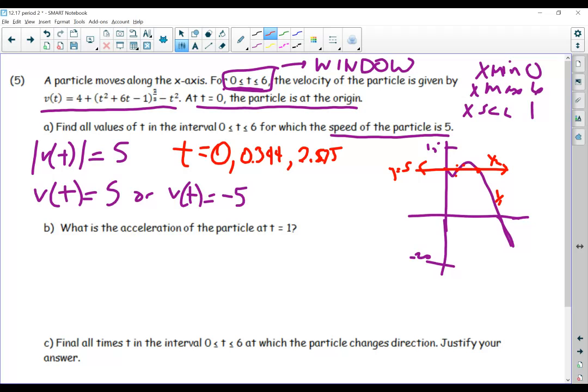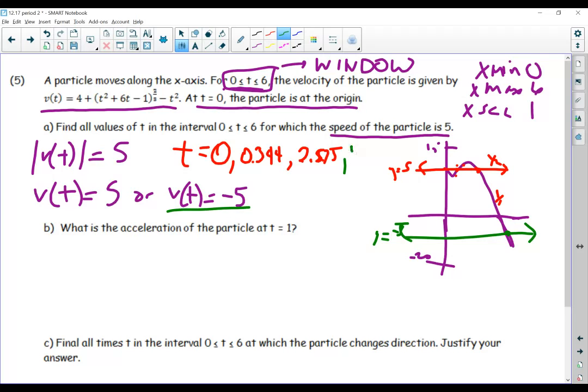The other key thing here is that we also have to consider when the velocity is -5. So now go back into your y equals and take out the y equals 5 and replace it with y equals -5. I do it one at a time. Otherwise, it gets kind of confusing. So now what you're going to do is graph y equals -5 and find that point of intersection right here.